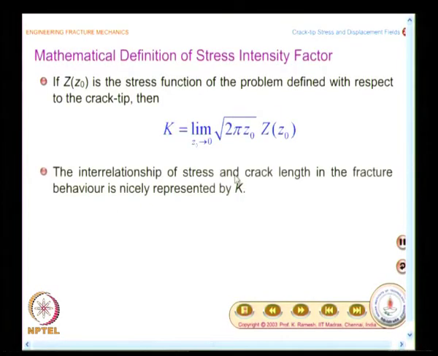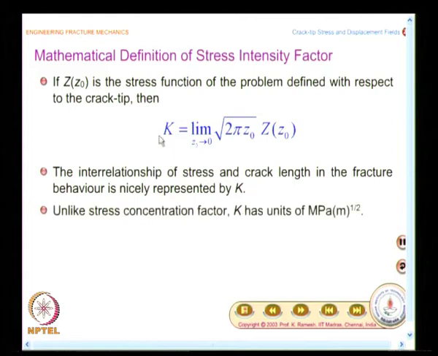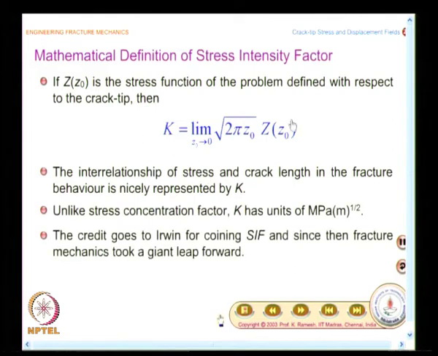So, we have looked at the mathematical definition in two different ways. One way is we have related this to the stress function. In fact, we are going to discuss in the next chapter, if a stress function is given, how to find out the stress intensity factor. So, you have a mathematical definition: limit z naught tends to 0, root of 2 pi z naught multiplied by the stress function capital Z written in terms of z naught.